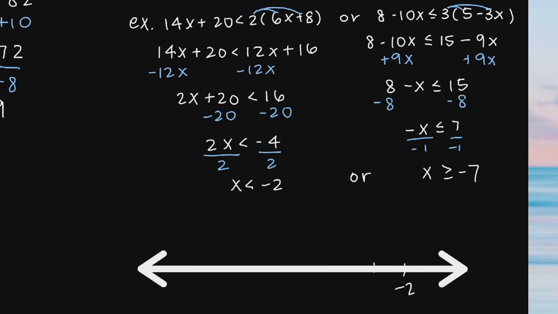So on our graph, that means when we graph, we're going to have an open circle at -2, and we would be shading this to the left since x is less than. And then for x is greater than or equal to -7, that means that -7 will have a solid point. And since it's greater than or equal to, we're going to go to the right.